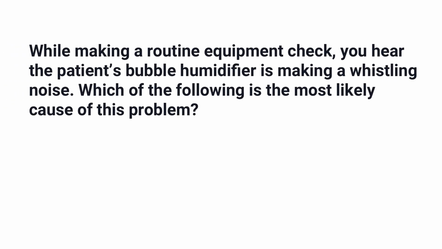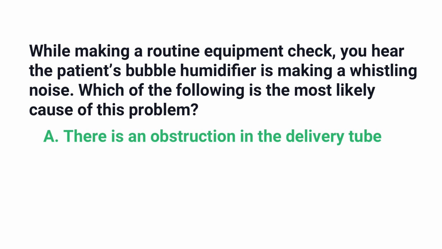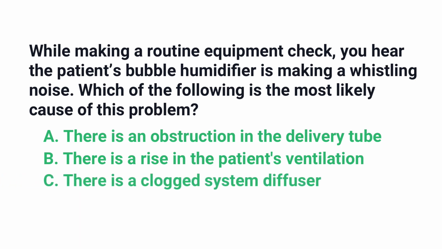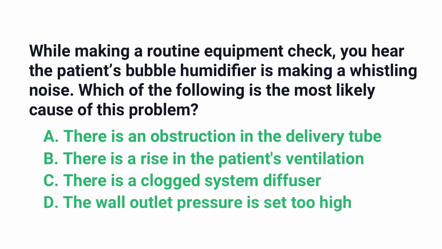While making a routine equipment check, you hear the patient's bubble humidifier is making a whistling noise. Which of the following is the most likely cause of this problem? Is it A, there is an obstruction in the delivery tube, B, there is a rise in the patient's ventilation, C, there is a clogged system diffuser, or D, the wall outlet pressure is set too high?